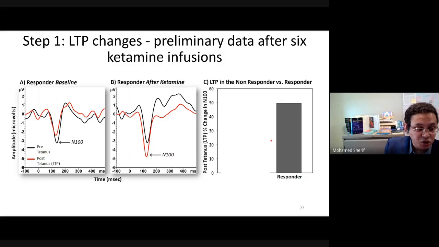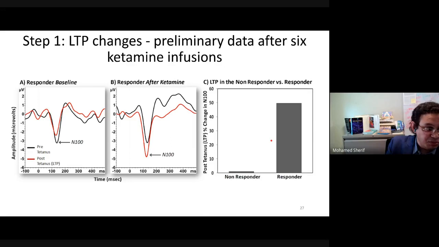And in another patient who was a non-responder, we saw almost no change. So despite that, they still received ketamine, but they have not responded to ketamine. So we're trying to get at what are the changes in the neocortex that are responsible for that antidepressant effect of ketamine. This is what the grant is about.